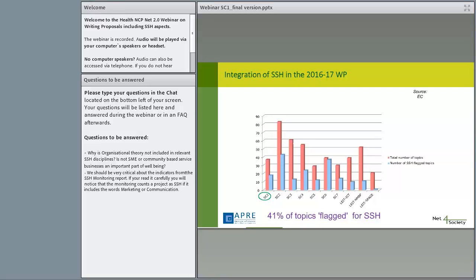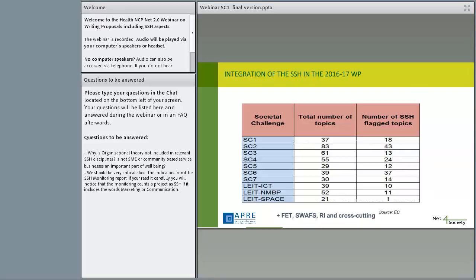41% of all the topics of 2016-2017 are flagged for SSH. And here you have the total number of topics and the number of topics that are flagged for SSH. For societal challenge number 1, you have a total of 37 topics and 18 SSH flagged topics. So in your work programme for societal challenge number 1, 2016-2017, you have 37 topics, and 18 of these 37 topics are flagged for SSH. So in 18 topics, you must consider the socio-economic sciences and humanities aspects in your proposals.